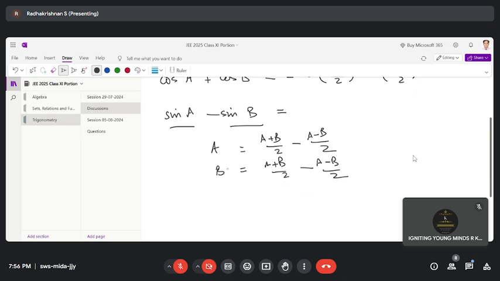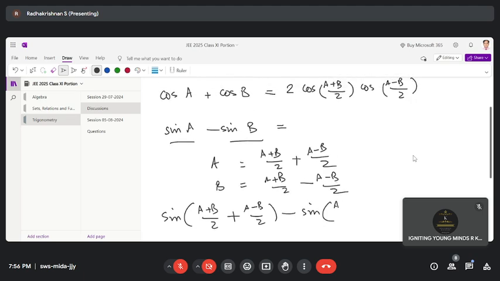So sin A minus sin B equal to sine of A. Equal to A plus B by 2 plus A minus B by 2. So you can see that B will get cancelled and you will get 2A by 2, which is A. And B equal to A plus B by 2 minus A minus B by 2. Here A will get cancelled and you will get 2B by 2, which is B. So sin A therefore can be written as sin (A plus B by 2 plus A minus B by 2). And sin B can be written as sin (A plus B by 2 minus A minus B by 2).